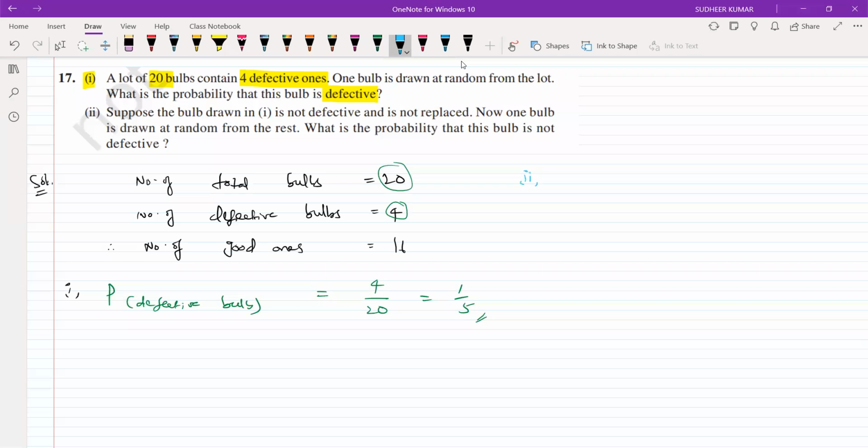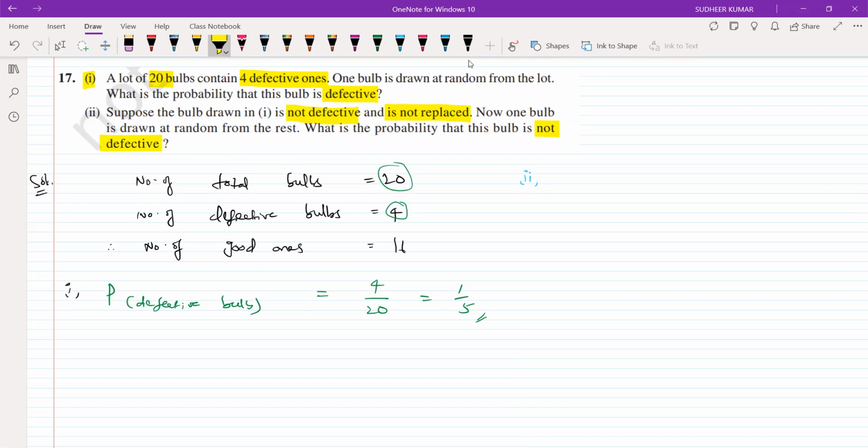So the second one: suppose the bulb drawn in the first question is not defective and is not replaced. Suppose the bulb drawn is not defective, which means a good bulb is taken out, and it is not replaced. Now, one bulb is drawn at random from the rest. What is the probability that this bulb is not defective? Not defective in the sense, a good one.